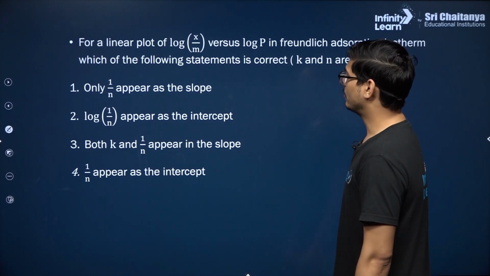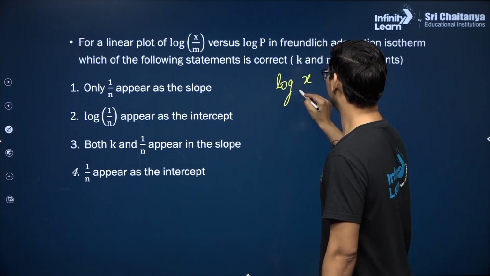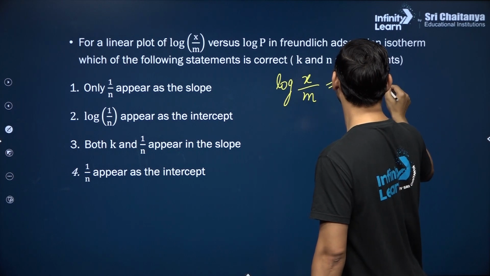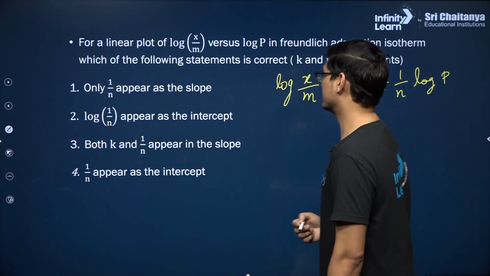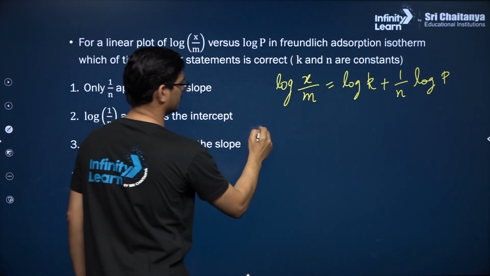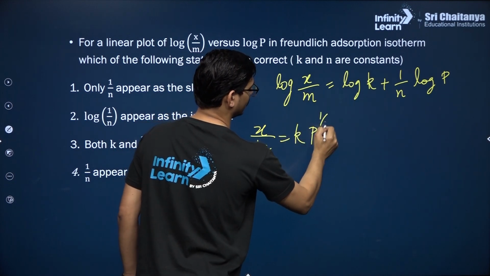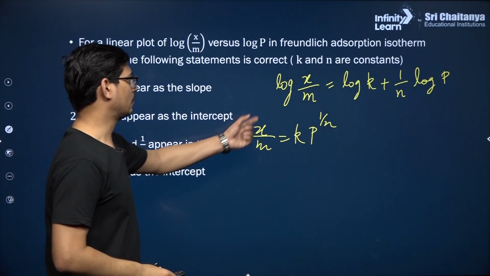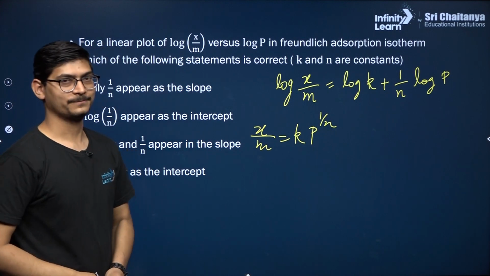For a linear plot of log x by m, so guys, log x by m is equal to log k plus 1 upon n log p. This is the logarithmic form of the Freundlich adsorption isotherm, which basically is x by m equals k p raised to 1 upon n, right? So if you convert this equation to logarithmic form, you will get log x by m equals log k plus 1 upon n log p, alright.